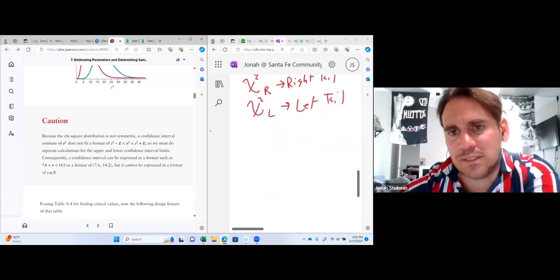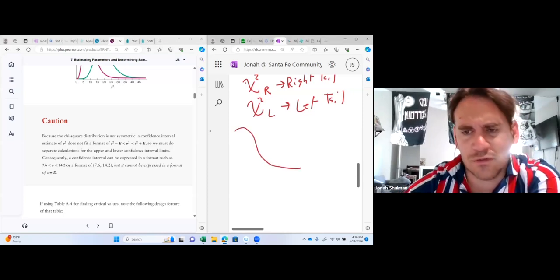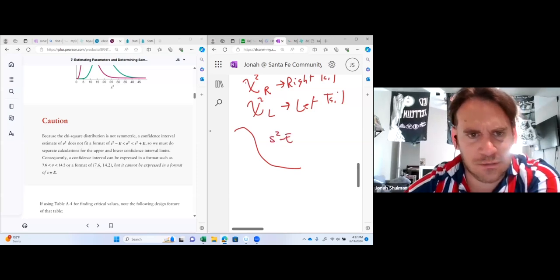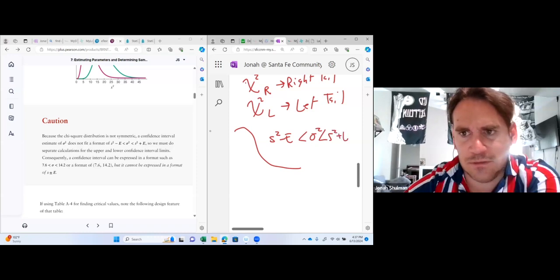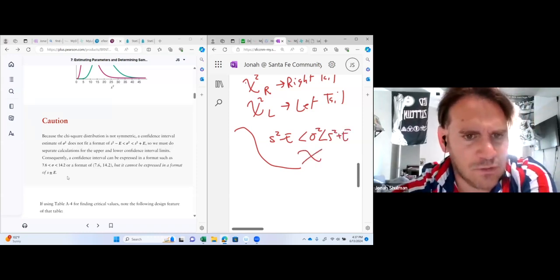Okay, so we know chi-squared looks like this, unlike all the other ones we did, so no longer can we do s squared minus e, s squared plus e. No more. So we have to do this in a different light.